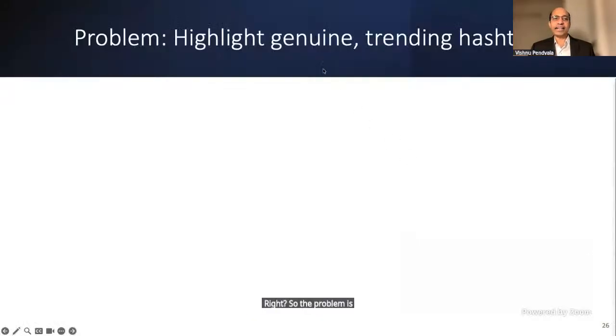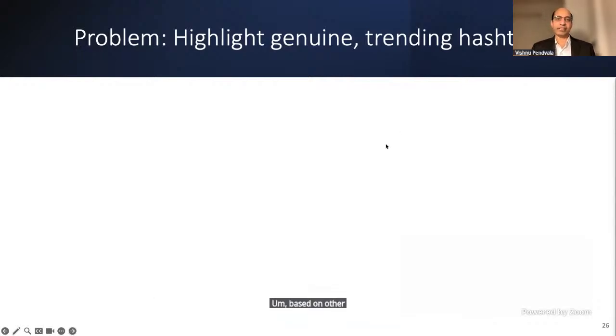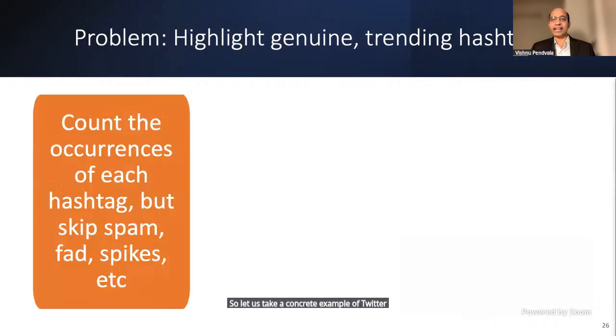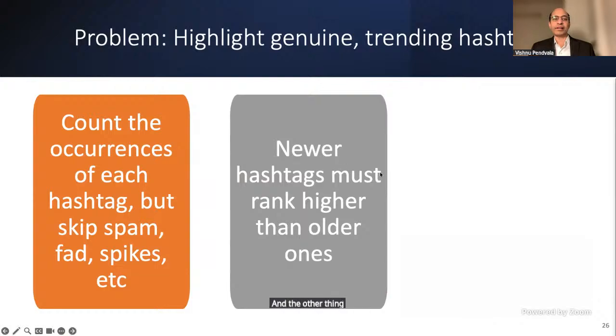So the problem is highlighting genuine trending hashtags. It could be hashtags, but it looks like Twitter has changed its algorithm to choose keywords based on other factors, not just the hashtags that the users give. But for understanding the algorithm, we'll take the example of hashtags. Let us take a concrete example of Twitter-style hashtags. The idea is to count the occurrences of each hashtag, but skip spam, fad spikes, and so forth. The other thing we need to take care of is that the newer hashtags must rank higher than the older ones.